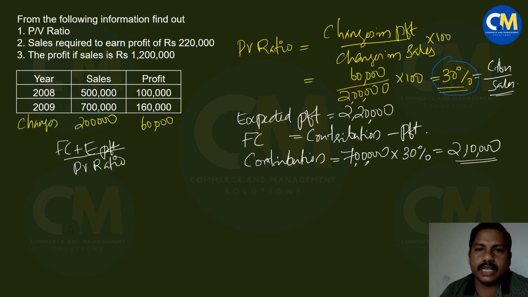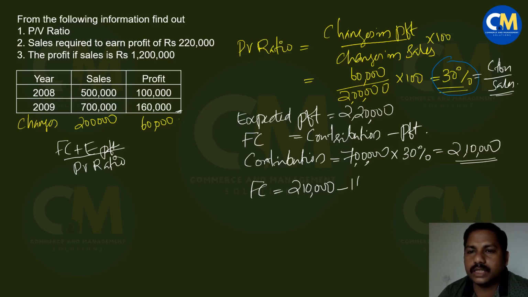Then we can easily calculate the fixed cost, because contribution minus profit is equal to fixed cost. So fixed cost is equal to 2 lakh 10,000 minus profit. We have to take the relevant year, not the previous year, so the current year profit is 1 lakh 60,000. So the fixed cost is equal to 50,000.